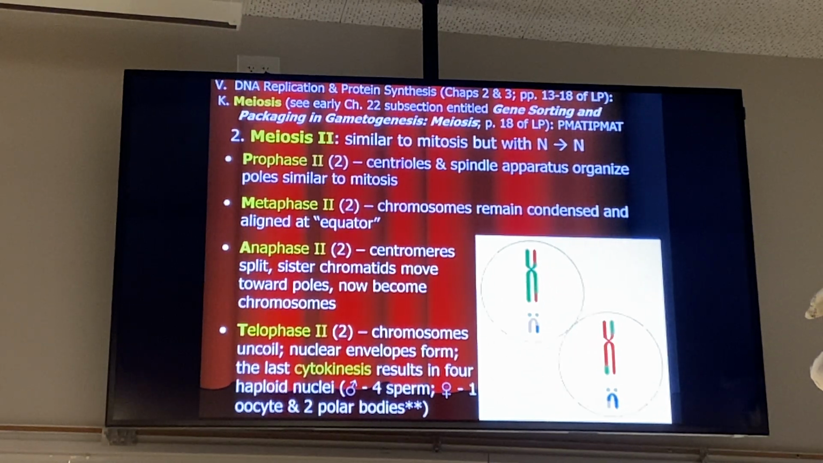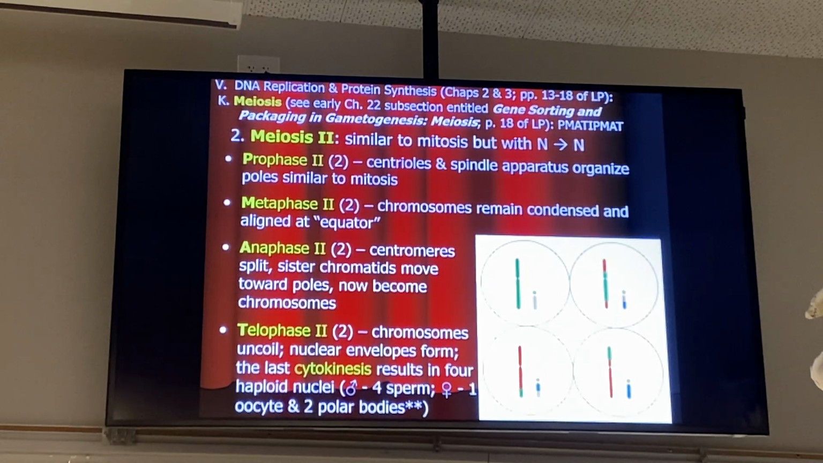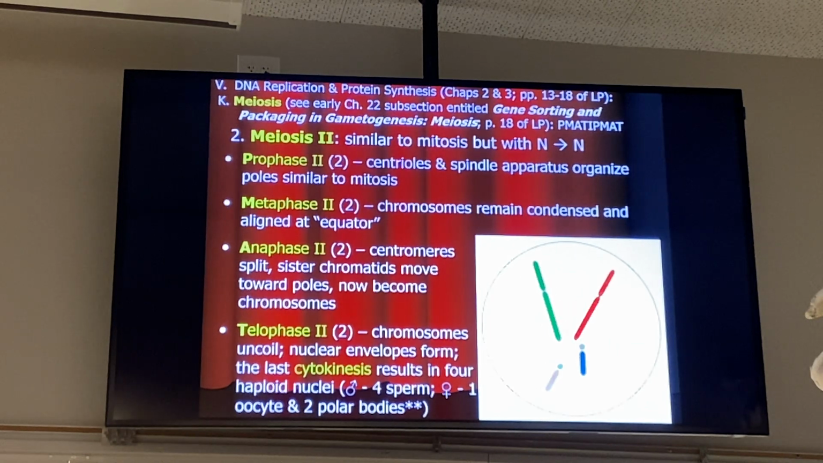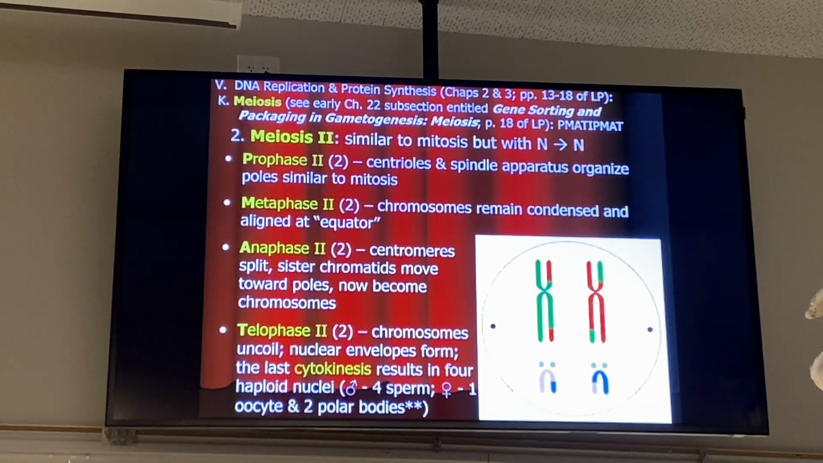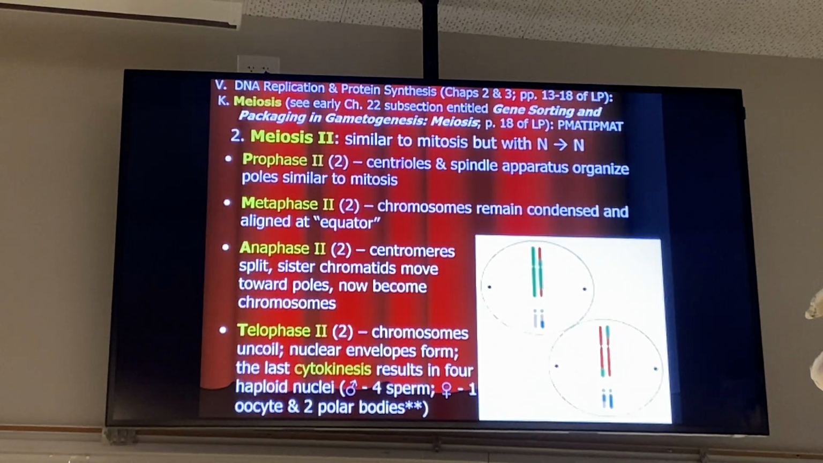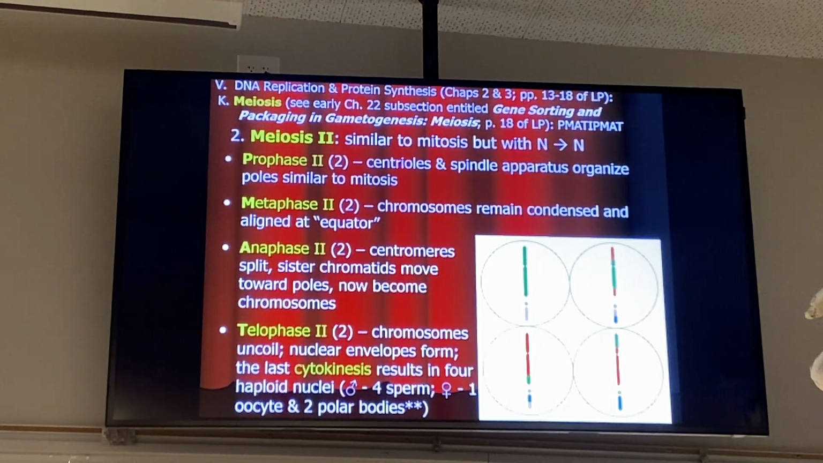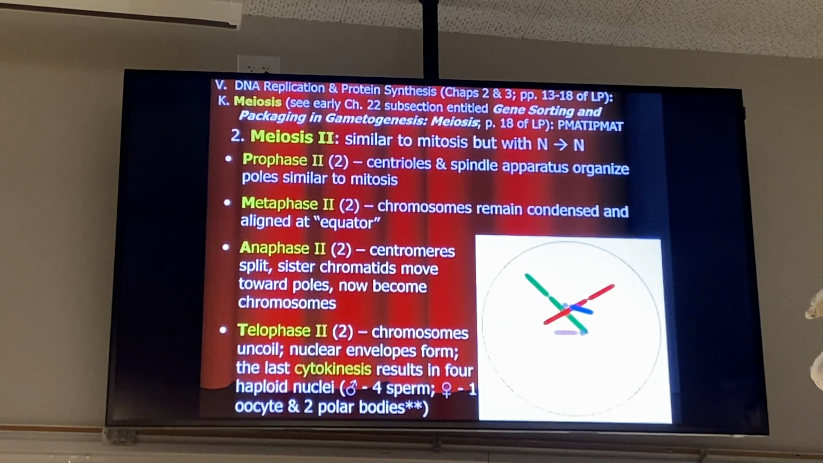Again, this is male meiosis. Any questions? So this animation goes really fast. When you see one big black circle going to 2, that's meiosis 1. Where you see 2 going to 4, that's meiosis 2.